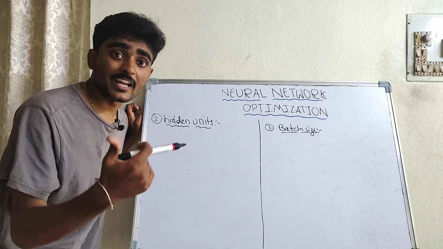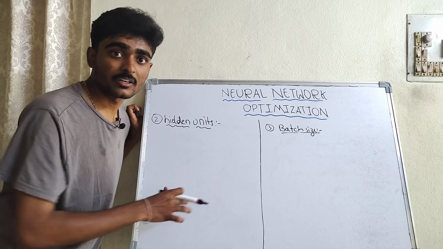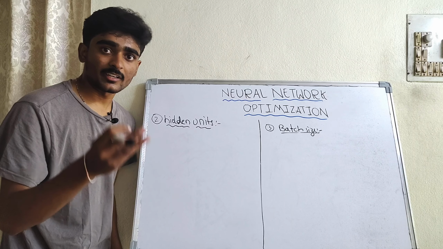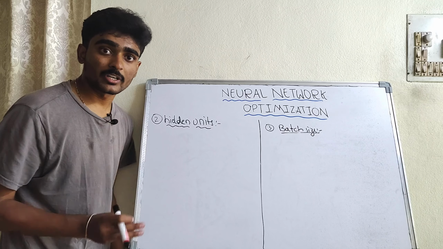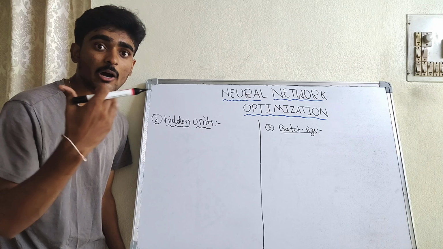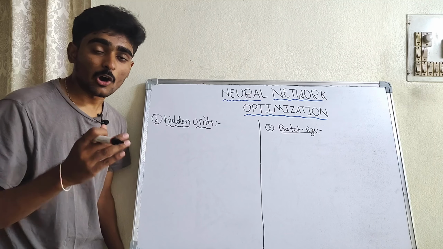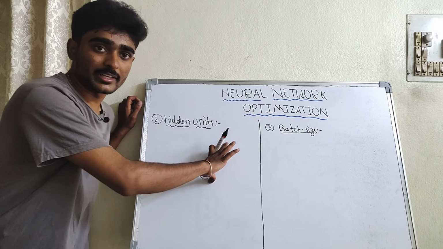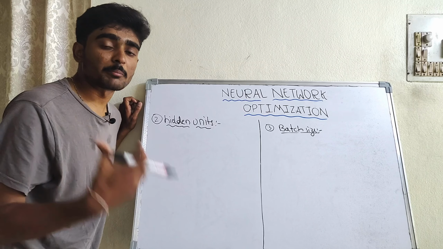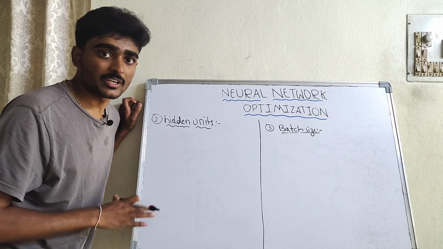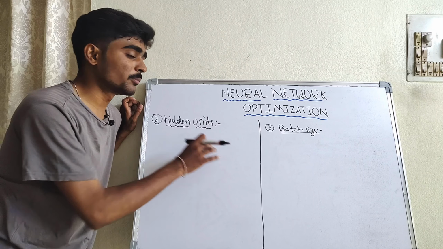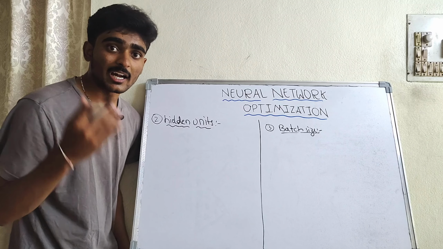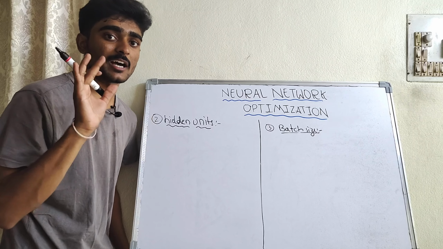Now we'll be discussing our second hyperparameter, that is the number of hidden units per hidden layer. In deep learning we basically have three layers: input layer, hidden layer and output layer. In the input layer, the number of input nodes is determined by our data itself. How many features we have in the data, that many input nodes are present. In the output layer the number of nodes is determined by the number of classes in the data. How many classes we have, that many output nodes will be present in the neural network. But the number of hidden units in the hidden layer is determined by us.